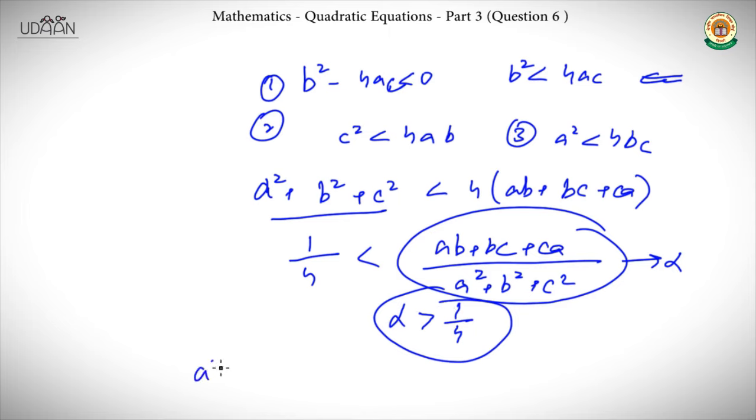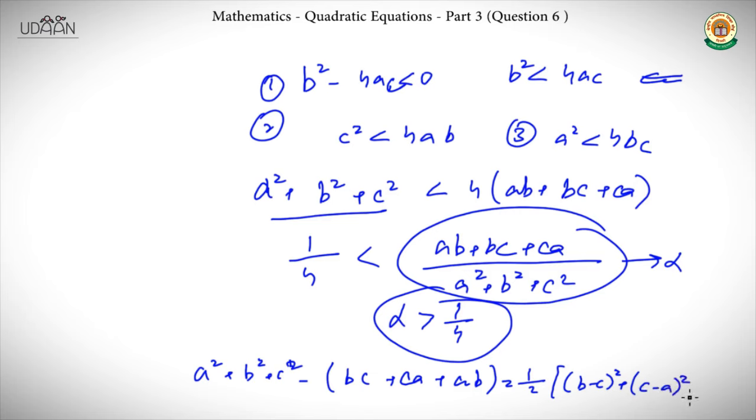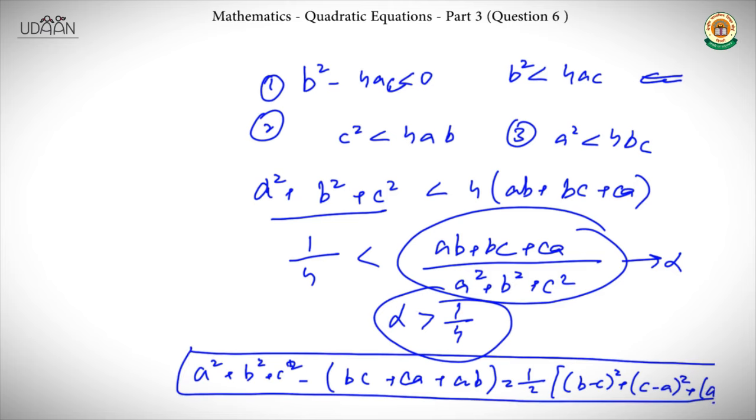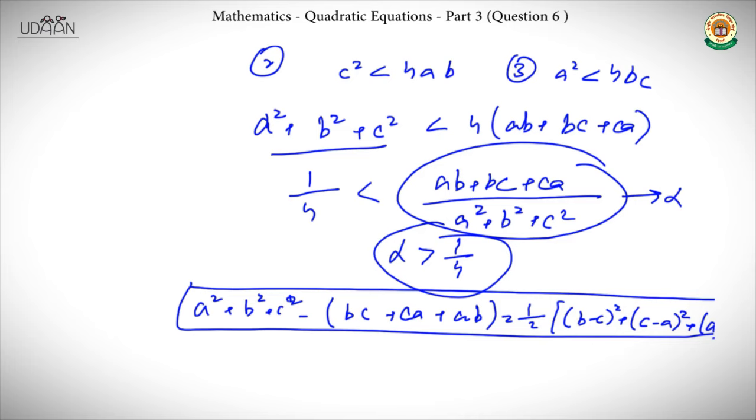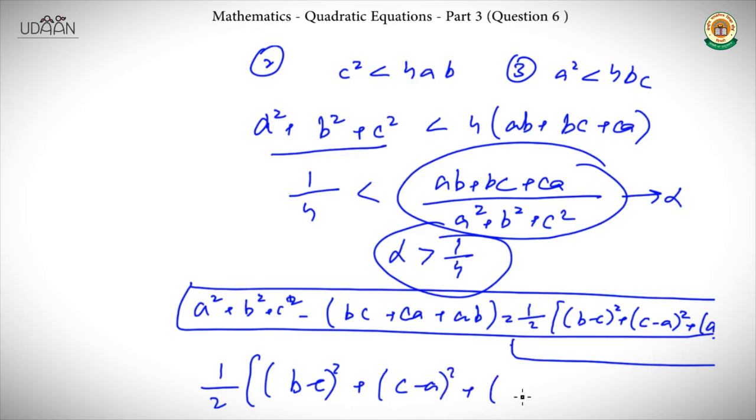Now we clearly know that a square plus b square plus c square minus (bc plus ca plus ab) is equal to half into [(b minus c) whole square plus (c minus a) whole square plus (a minus b) whole square]. This being an identity, we need to be very thorough with the identities as they can be used in questions, especially in quadratics. We know that this expression holds true, but we also know that the RHS, since it is entirely the sum of square terms, has to be greater than 0 as a, b, c are not equal.